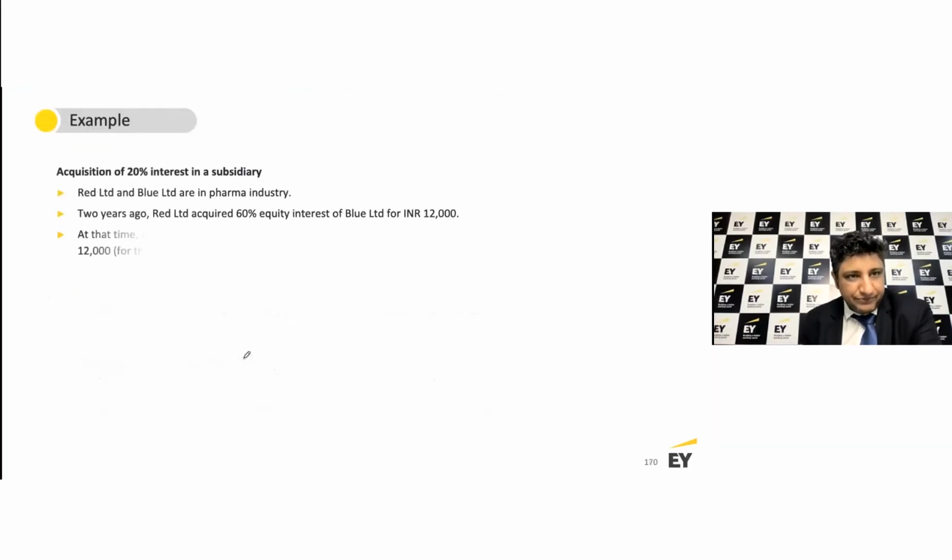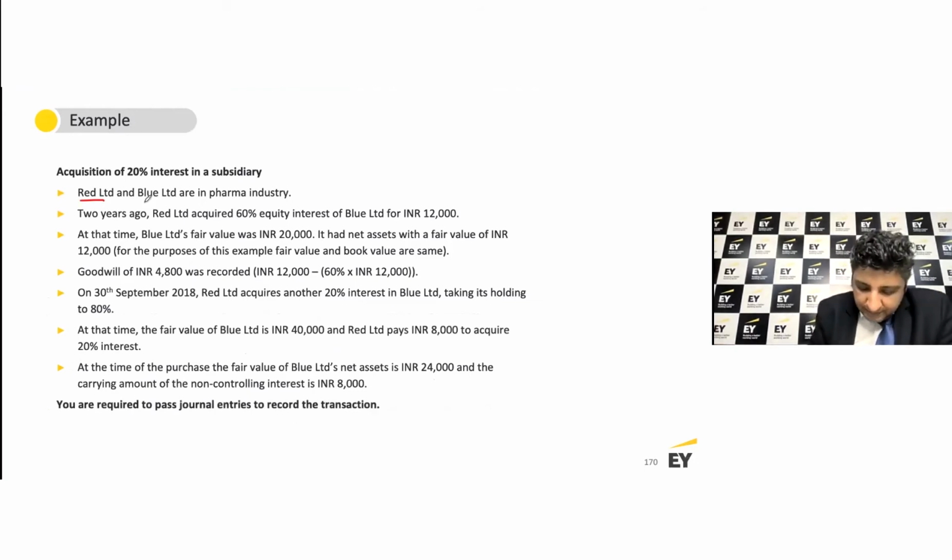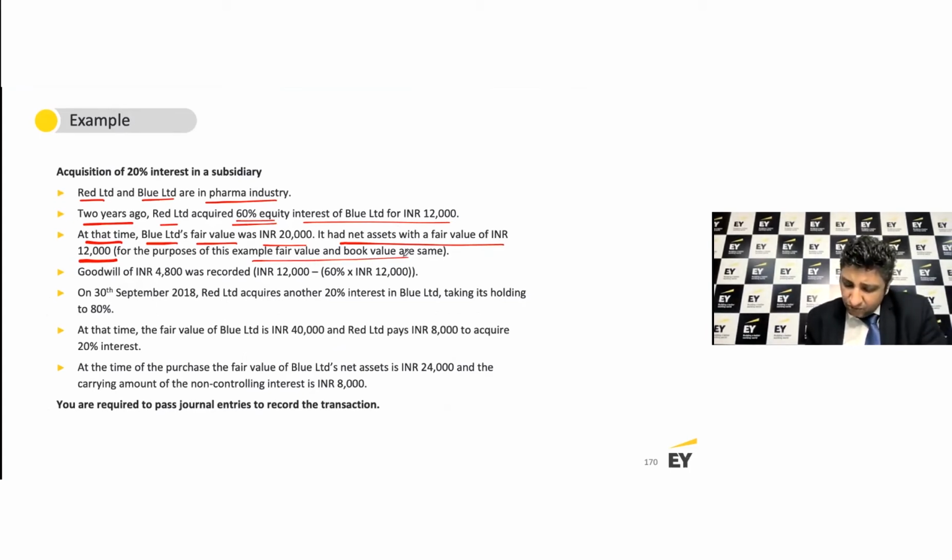Okay, let's have a look at another question here. It says that Red Limited and View Limited are in pharma industry. 2 years ago, Red had acquired 60% equity stake for 12,000. At that time, View Limited's fair value was 20,000. Net assets fair value was 12,000. Assume that the fair value and the book value are the same. Goodwill of 4,800 was recorded, which is 12,000, the amount paid, the purchase consideration, minus 60% of 12,000, which were of course the net assets.